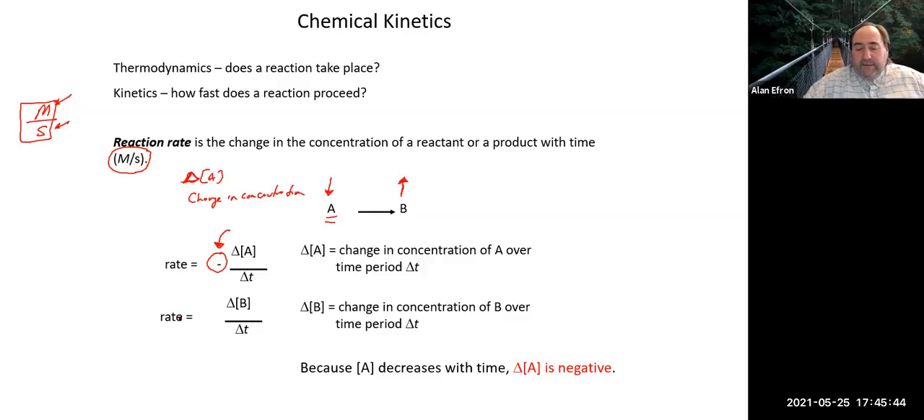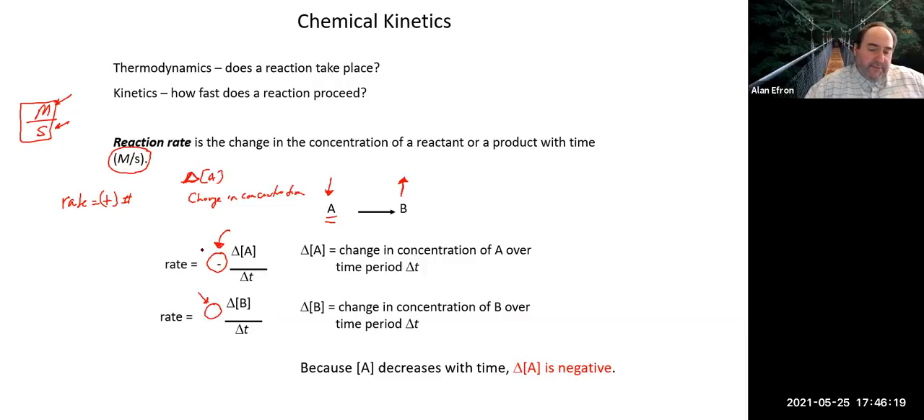For our product, we could do the same thing. The rate is equal to the change in concentration of B over the change in time. Here we do not have any type of negative, and this is because we would expect the concentration of B to be increasing as this reaction takes place. Again, we should be making more products, so the amount of B should be increasing. When we calculate something like the rate of a reaction, it is usually a positive number.